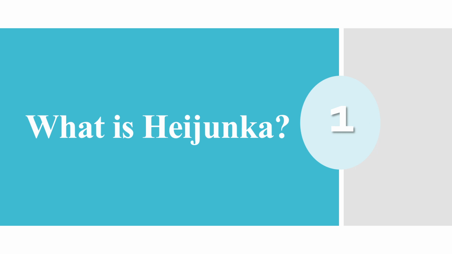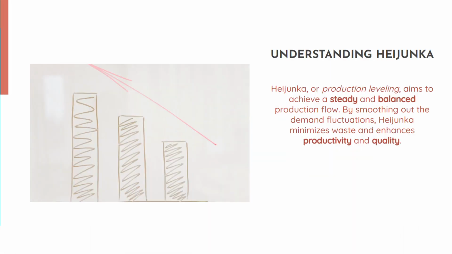So first, let us understand what is meant by Heijunka. Heijunka is a Japanese word which simply means production leveling. The English translation of the word Heijunka is production leveling, which aims to achieve a steady and balanced production flow. So this lean tool basically deals with achieving a steady as well as a balanced production flow in your line. By smoothing out the demand fluctuations, Heijunka minimizes waste and enhances productivity and quality.